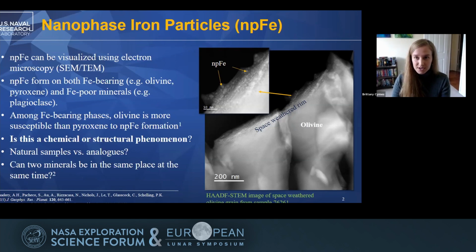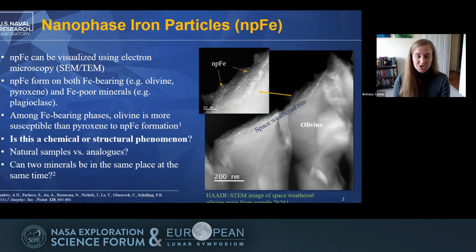And recently I've been reading about how olivine has been found to be more favorable for nanophase iron particle formation than pyroxene in laboratory experiments. And I'm curious if this is a chemically or structurally driven phenomenon, or both. And is there a way to answer this question using returned samples?